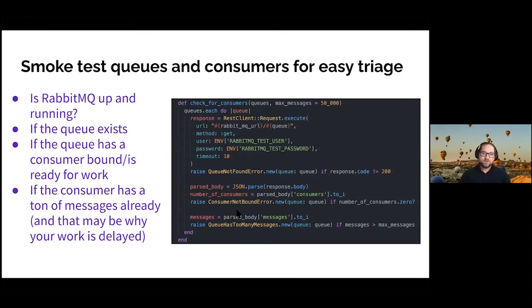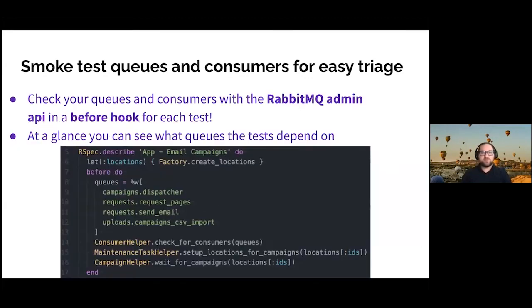But then there's another thing we've added recently, which is if a queue has too many messages. For us, the threshold is 50,000. It might be different for different queues that process things faster, but this is great so that at a glance, okay, the reason the work isn't going to get done for this task is because there are 50,000 messages. Mine is first in, first out. Mine's at the top, so it's not going to get there in an expedient manner, and I don't have to troubleshoot. So I think these kinds of smoke tests that are in before hooks of tests are really useful.